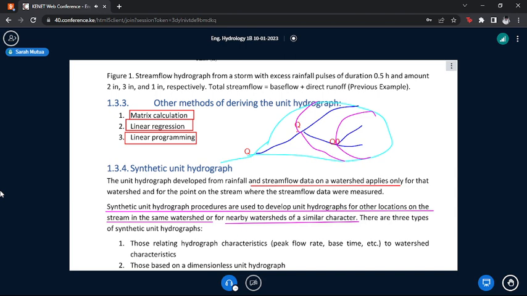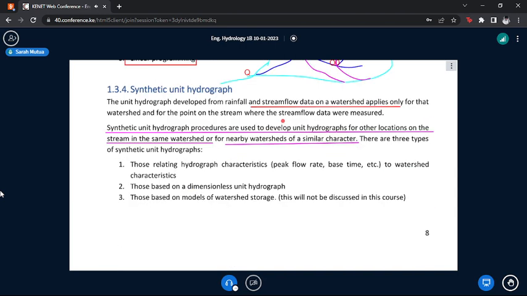So you need to be able to know these, and this is something we probably saw during Engineering Hydrology 1: the geomorphological characteristics of streams. And there are three types of unit hydrographs. One, those relating to hydrograph characteristics. Hydrograph characteristics are, one, peak flow rate, and base time.